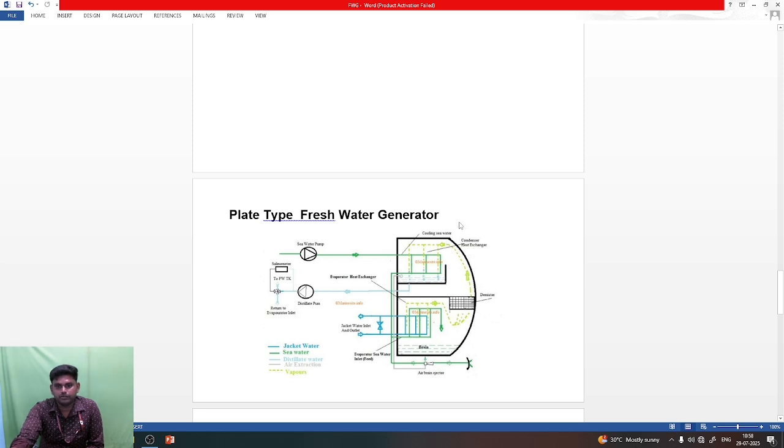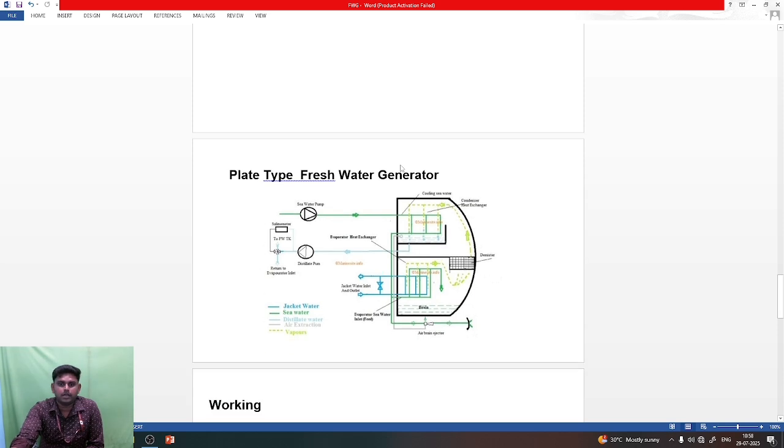This is a drawing of the plate type freshwater generator, and this is a closed chamber. The blue line is the evaporator side, and the green line is the condenser side. This is the air brine ejector, this is the distillate pump to supply the fresh water to the freshwater tank, and this is the seawater pump to supply seawater to the system.